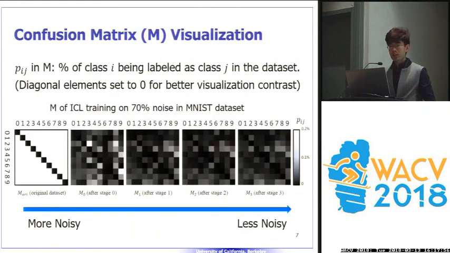So here's a visualization of the confusion matrix. The confusion matrix represents the distribution of the noise, and here the darker, the less noisy. At first, it's a noisy dataset. And as you can see, using our method, after each stage we get a less and less noisy dataset.